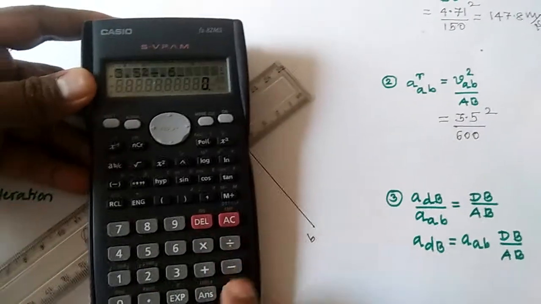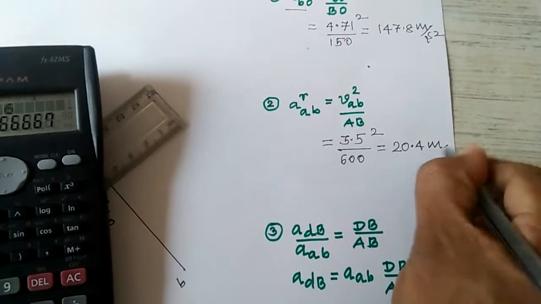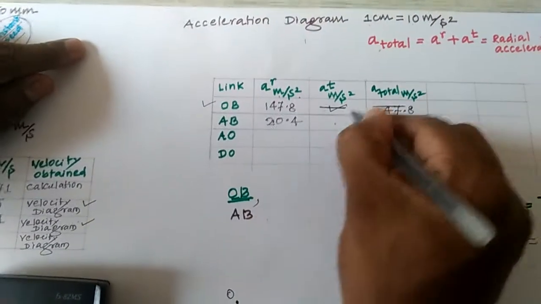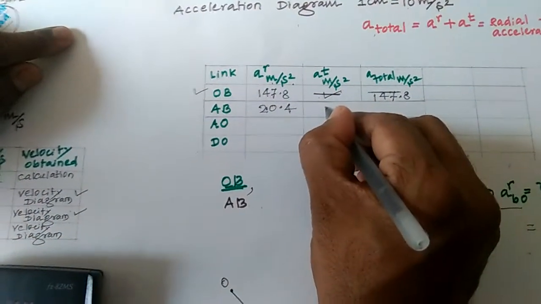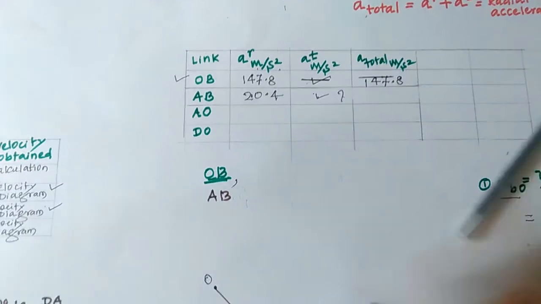3.5 squared divided by 0.6 comes as 20.4 meter per second squared. I'll write it here only. The radial is 20.4. Tangentially it is there, but you don't know the magnitude. We have to find that here also. Then what is the direction for the radial?